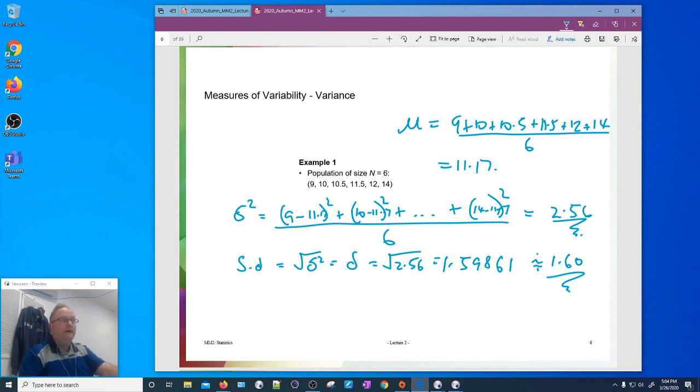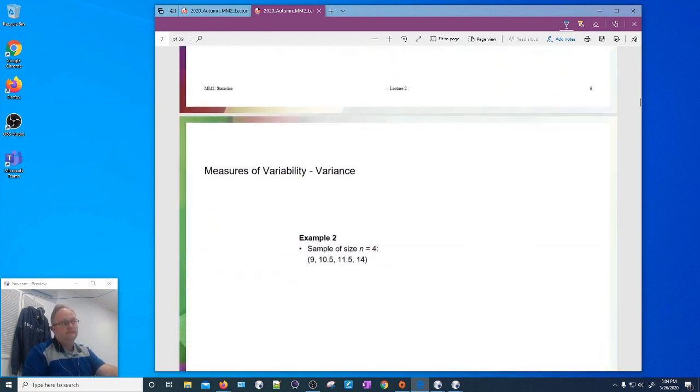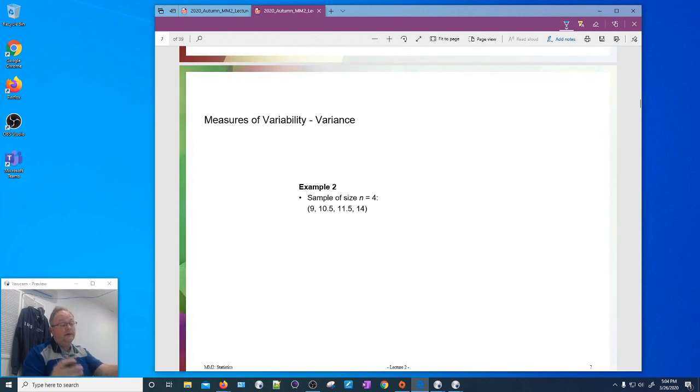Let's have a look at another example. What do you notice about this particular question? Look, it's part of the training, and I know I labour things, but this is important. What do you notice? Well, you notice that this example is about a sample. So we'll have to use the equations that relate to a sample. We've just got to notice the detail when we're doing statistics, because it can be a bit problematic otherwise.